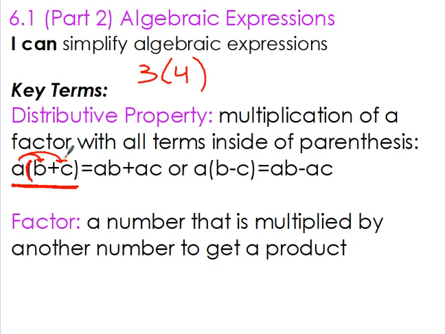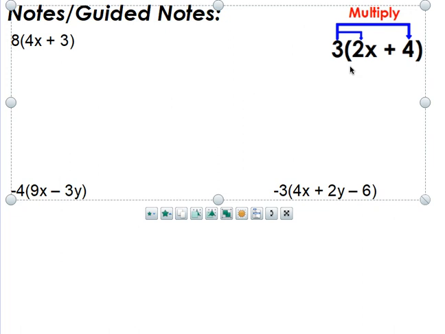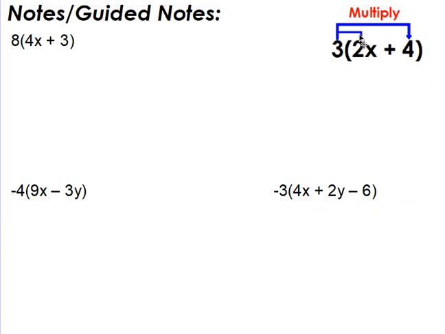Factor. A factor is a number that is multiplied by another number to get a product. We're going to practice factoring here in a little bit, and we'll go over examples of that as well. But factoring is basically the distributive property backwards, as we'll see in a second. So over here in the top right corner, this is an example of the distributive property.